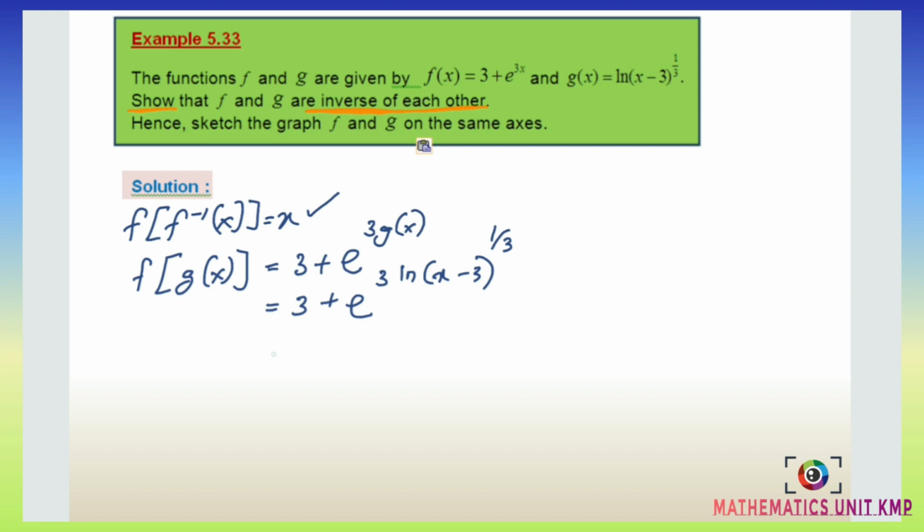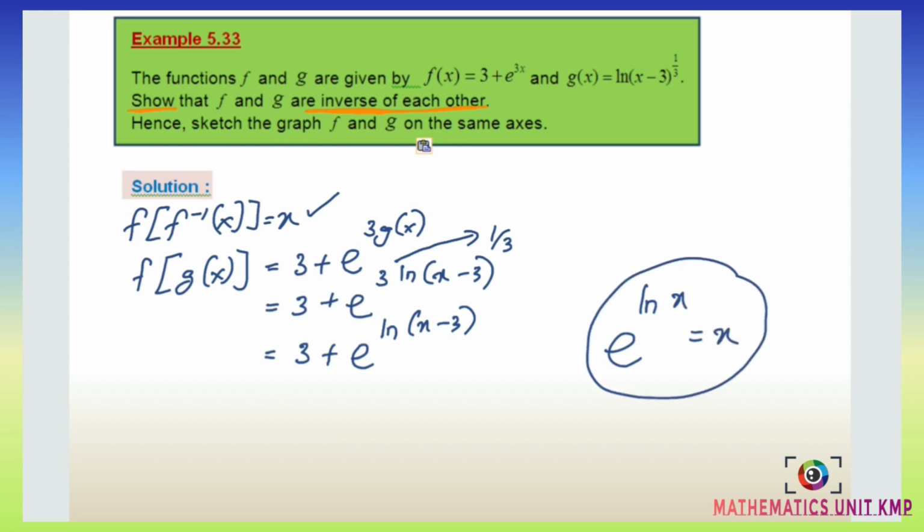and 3 plus exponent 3 and the function g(x) is ln x minus 3 to the power of 1 over 3, equal to 3 plus exponent, using the power rule, exponent ln x minus 3, and the concept exponent ln x equal to x. Therefore, 3 plus x minus 3 equal to 3 minus 3 plus x equal to x.